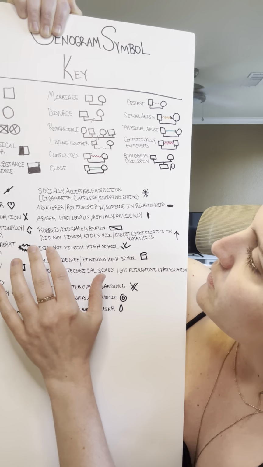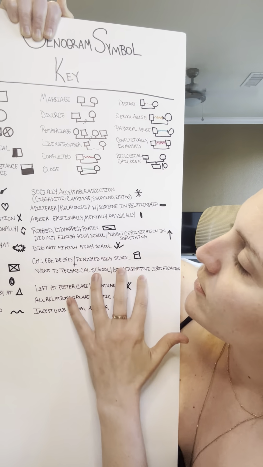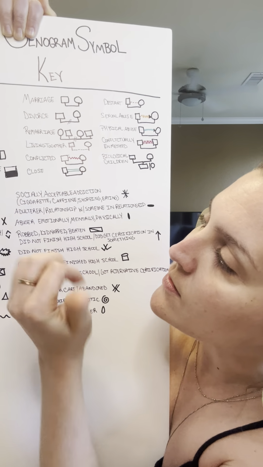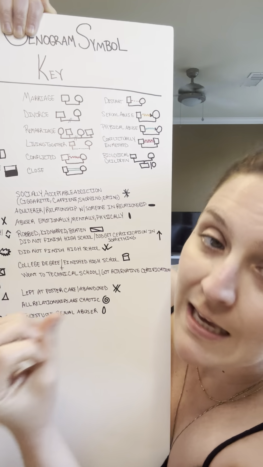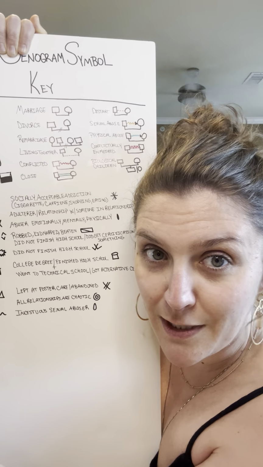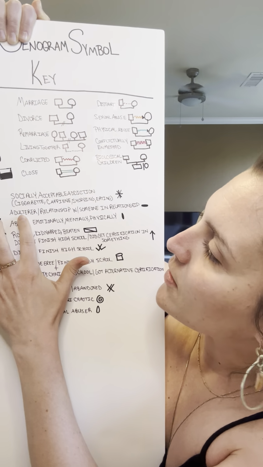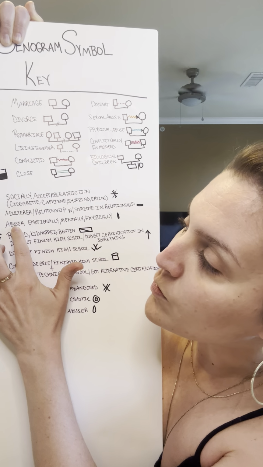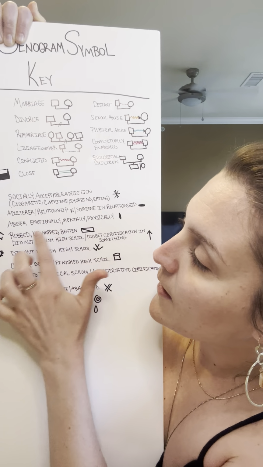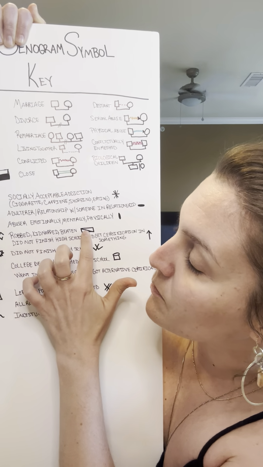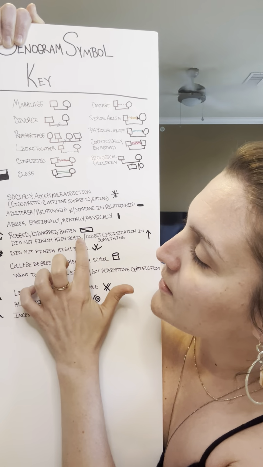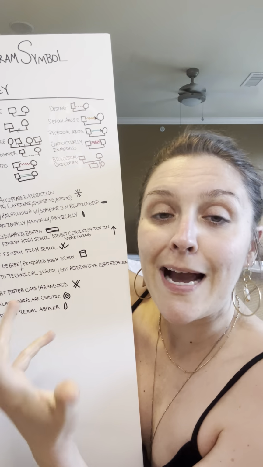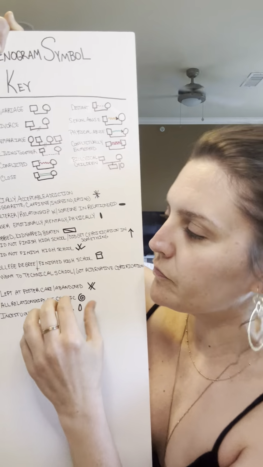All right. So here are some more symbols I have right here. Socially acceptable addictions. So cigarettes, caffeine, shopping, eating. Look up other socially acceptable addictions. Adulterer, relationship with someone in a relationship. Abuser, emotionally, mentally, or physically. Robbed, kidnapped, or beaten. Did not finish high school. Did get certification in something, so like a technical training or something like that.